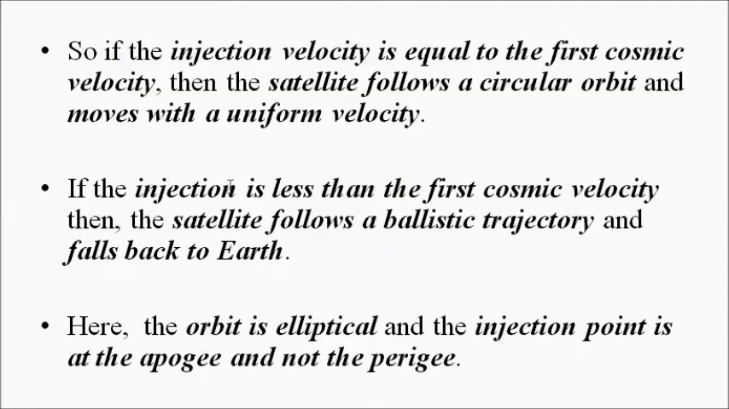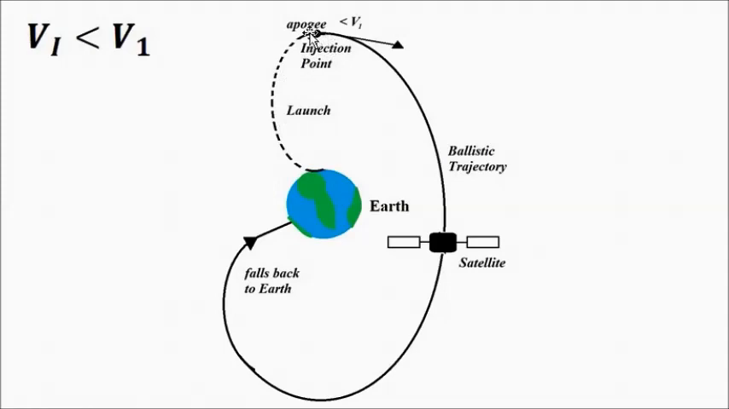Now the interesting thing: if the injection velocity is less than the first cosmic velocity, then the satellite would follow a ballistic trajectory and fall back to the surface of the Earth. Again, the launch vehicle carries the satellite up to this point. Launch happens, and the injection velocity is less than the first cosmic velocity. Then the satellite would follow this kind of ballistic trajectory, and it will fall back to the surface of the Earth under the gravitational pull of Earth. So the satellite will not be stable in its orbital path.